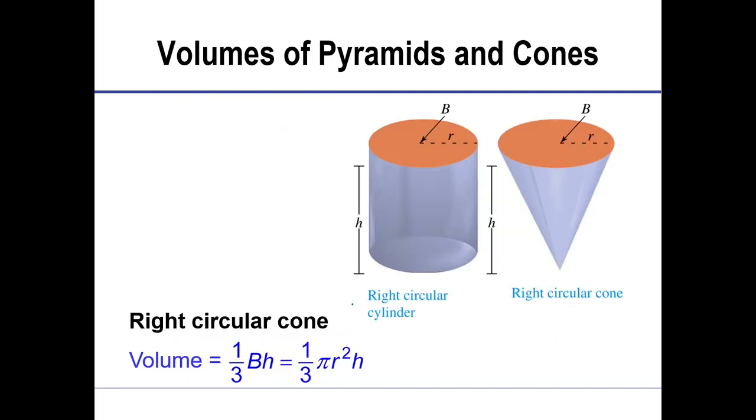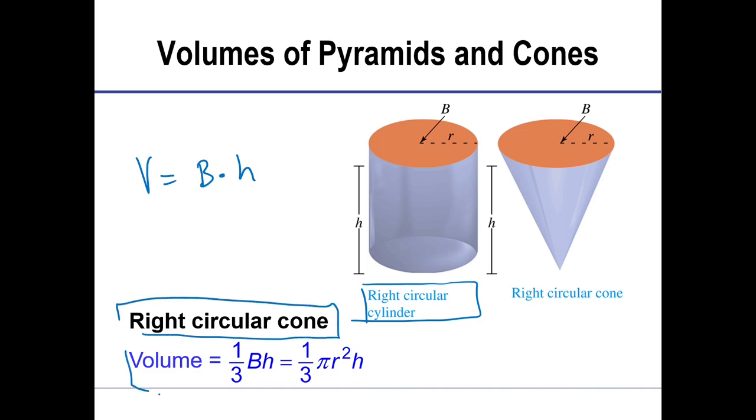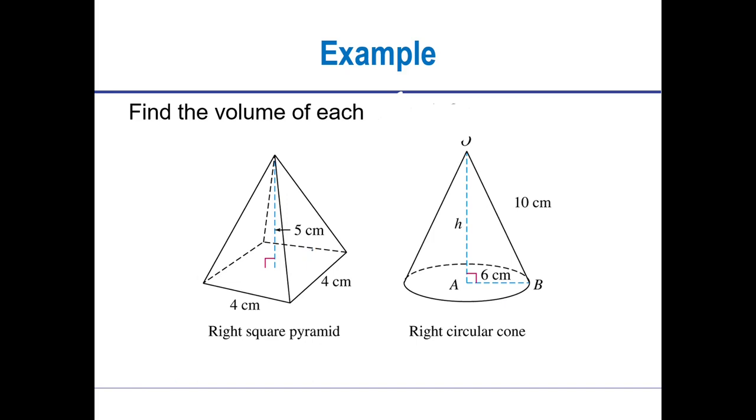To find the volume of a right circular cylinder, the formula is given by base times height. To find the volume of a right circular cone, the formula for the volume is equal to 1/3 base times height, and in this case 1/3 times pi r squared times the height is equivalent. Find the volume of each figure.